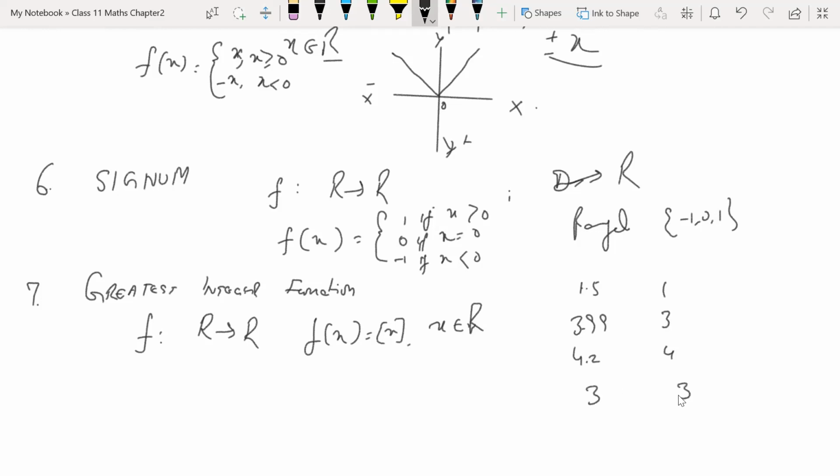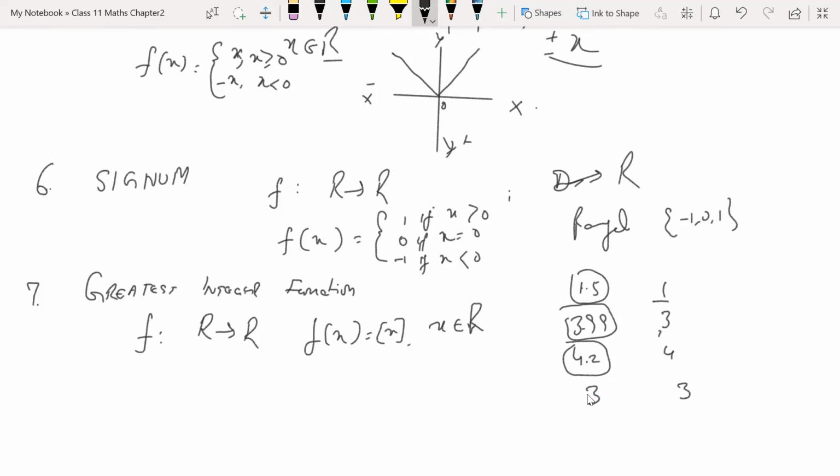3 is less than or equal to x. If it is x, then 1 is the greatest integer. Then 3 is the greatest less than or equal to x. That must be an integer. It is 4.2. It means 4.2 is a fraction, and 4 is the integer. This is the greatest integer. Again 3, less than or equal to.